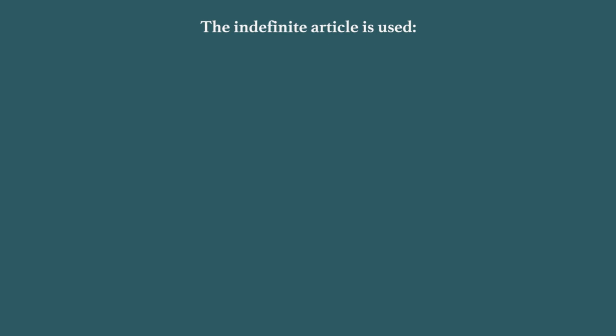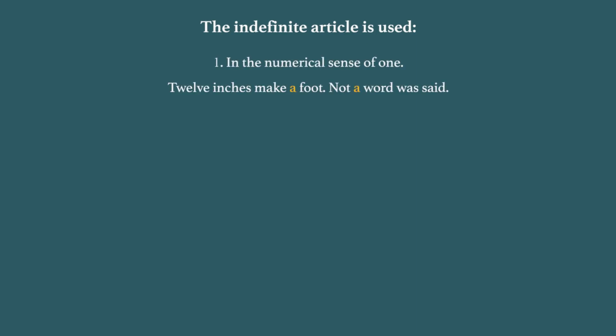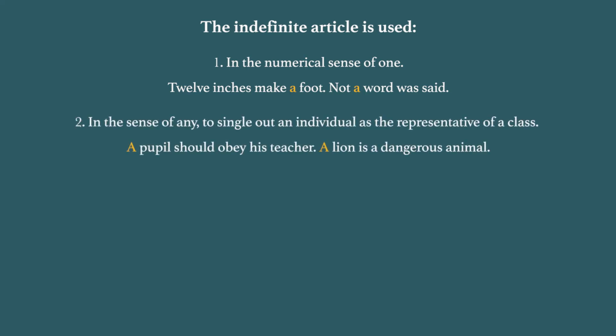The indefinite article is used first in the numerical sense of one. Twelve inches make a foot. Not a word was said. Second, in the sense of any, to single out an individual as the representative of a class. A pupil should obey his teacher. A lion is a dangerous animal. Third, to make a common noun of a proper noun. She is a Hitler.